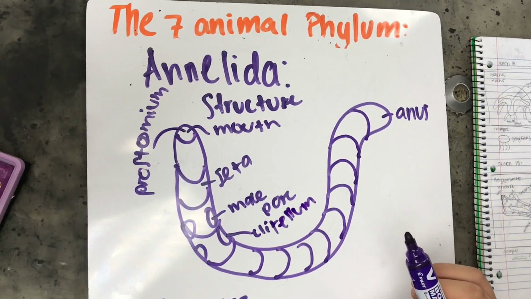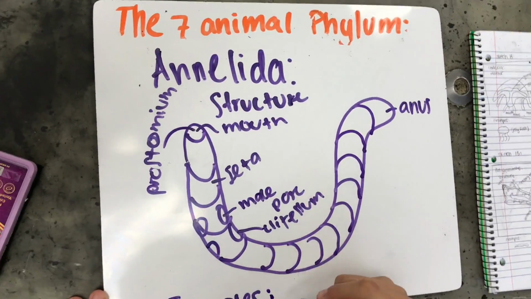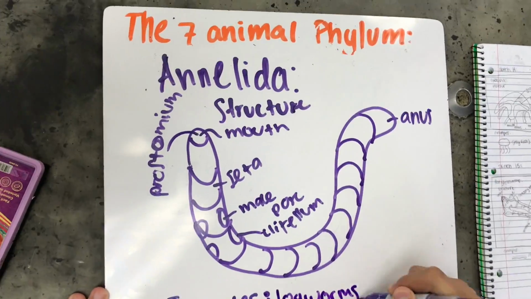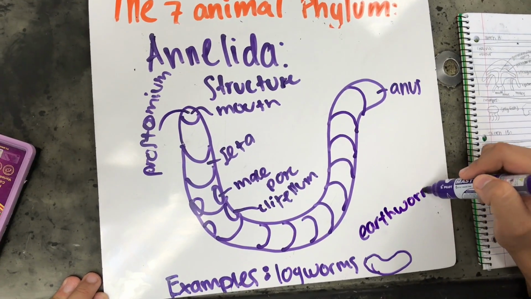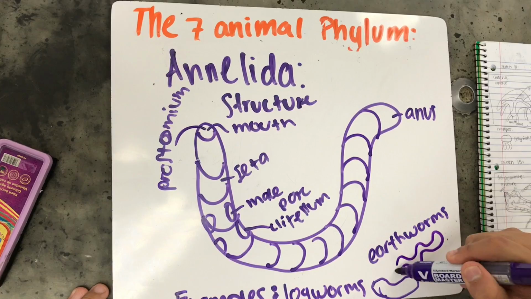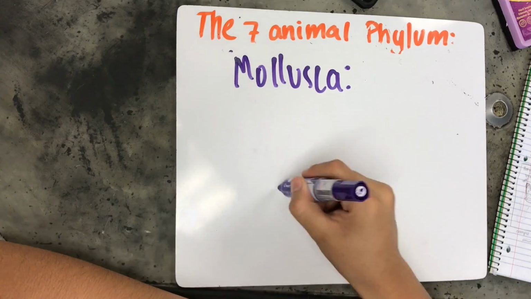They all have a simple gut with a mouth at one end and an anus at the other. Earthworms help fertilize soil because they burrow in the soil and bring down organic matter from the surface.